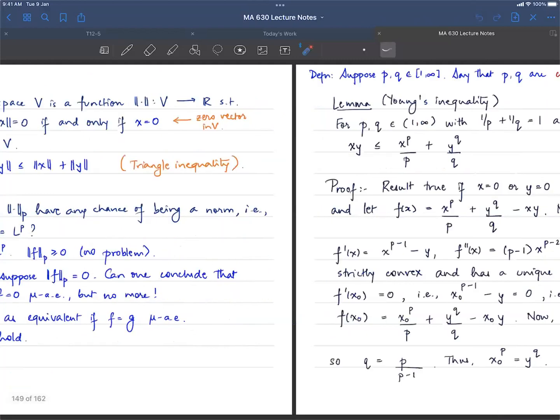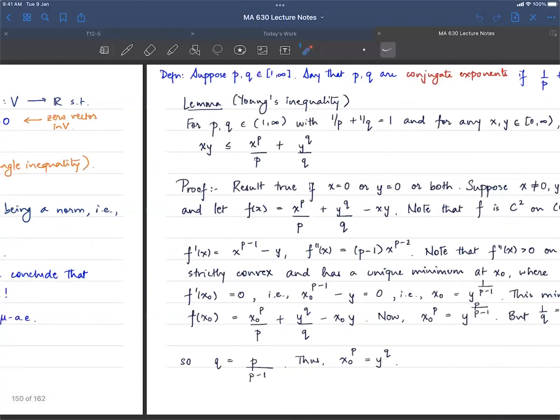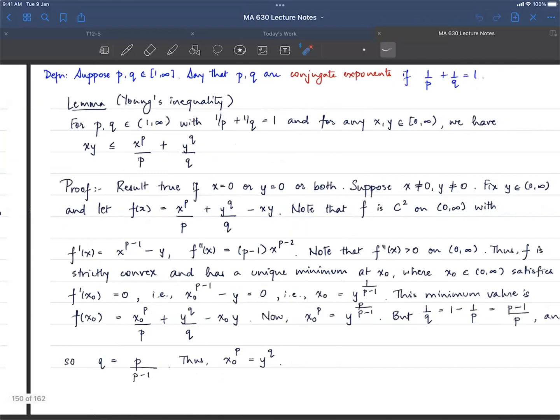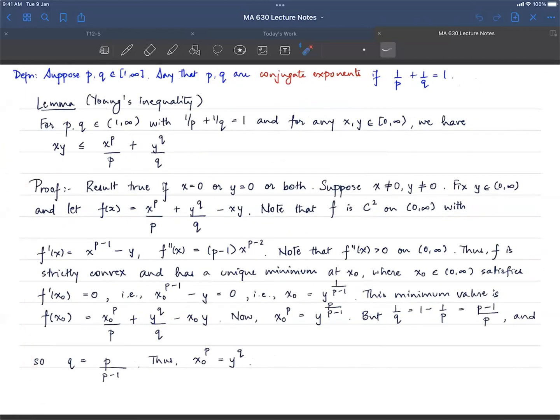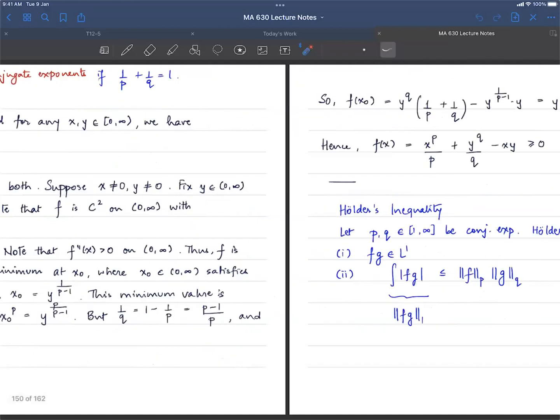And then we had Young's inequality. This I claim was an entirely calculus result. We left the proof. The proof was given here. This just had to do with maxima, minima, basic properties of calculus. Then we had Holder's inequality.